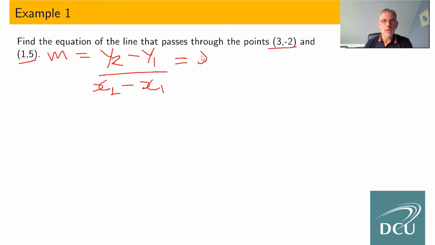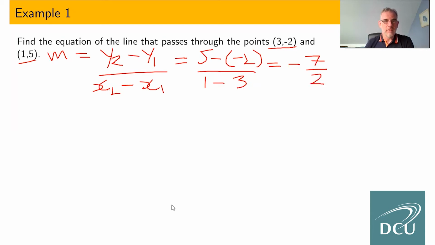So y2 is 5, and I'm subtracting y1, which is minus 2, and that's all going to be divided by x2, which is 1, take away x1, which is 3. So when I tidy up there, 5 take away minus 2 gives me 7. 1 take away 3 is minus 2. So I have overall minus 7 over 2. Okay, so we have our slope, m equals minus 7 over 2.